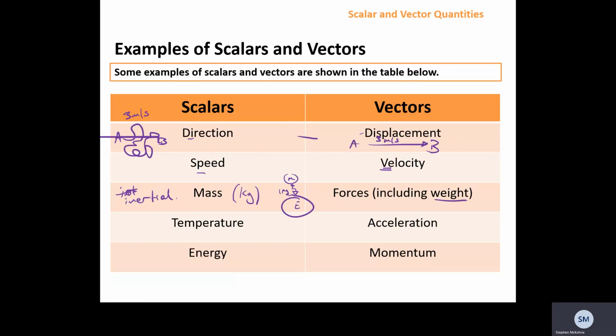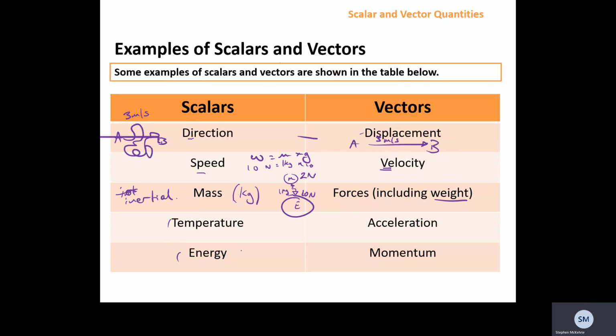Forces, including weight, are vectors because they act in a direction. Weight is mass times gravity. So if I've got 1 kilogram of something on Earth, it would have a weight of 10 newtons. However, because there's less gravity on the Moon, something like 2.2 is the value for g on the Moon, it would only have a weight of 2 newtons. Even though it's still a kilogram, it would have less weight.